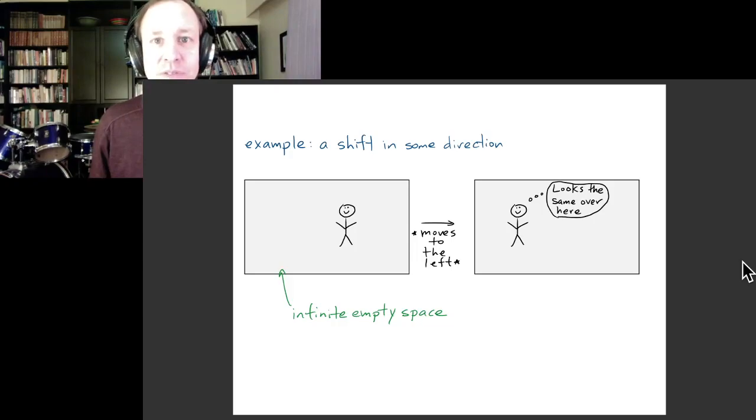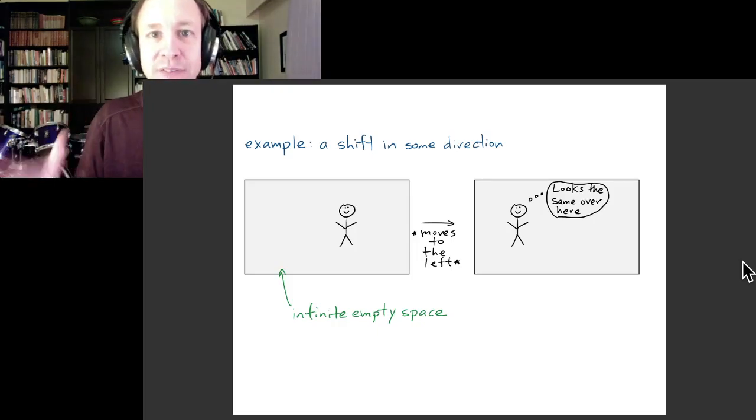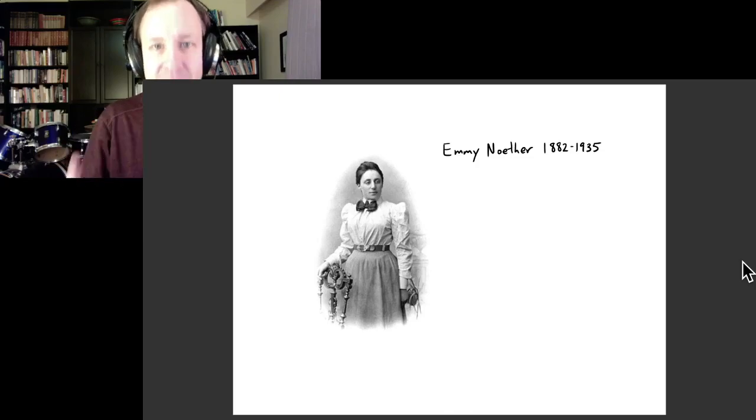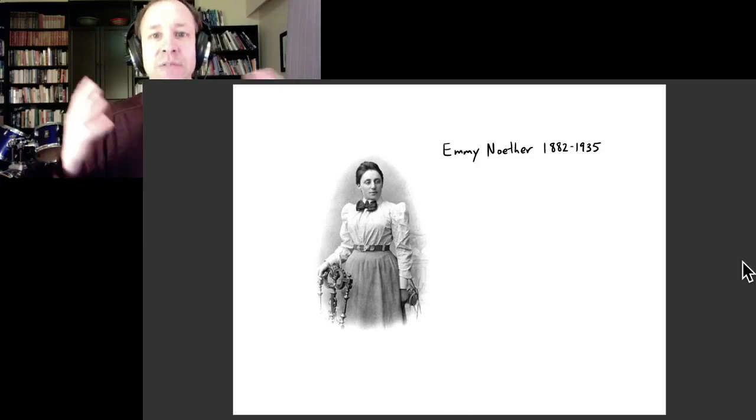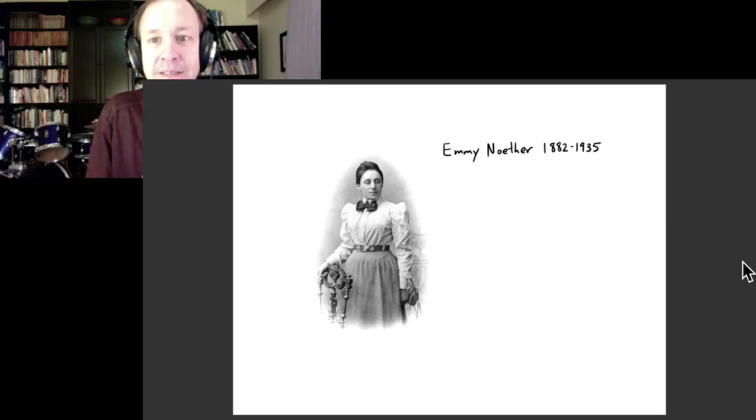And this is a result of a very important, but I think not as well known as she should be, theoretical physicist named Emmy Noether. She was a mathematician and theoretical physicist. She was a contemporary of Einstein and lived from 1882 until 1935. Unfortunately, she passed away because of cancer.